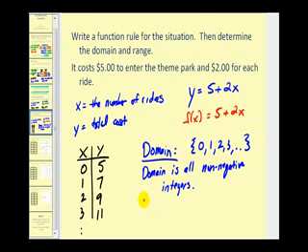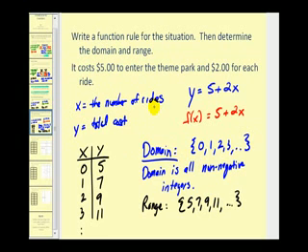Now let's take a look at the range. The range are the numbers 5, 7, 9, 11, and so on. So if we were to list these, it would look like this. Now in reality, there is a maximum number of rides somebody could go on in one day. Therefore, there is some maximum cost, but we're not given enough information in this problem, so we'll go ahead and assume this could continue on forever.